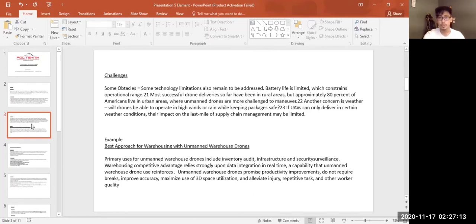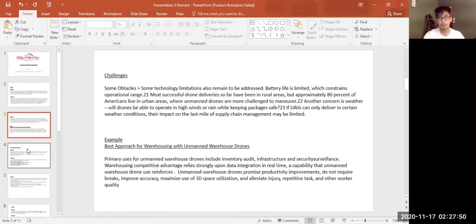Another concern is weather, which is also a problem for drones. Will drones be able to operate in high winds? Strong winds will make it trouble for drones, and also when raining, while keeping packages safe. Weather conditions impact drones. An example of drones' primary use for unmanned warehouse drones includes inventory audit, infrastructure, and security vigilance. Warehousing is competitive and relies strongly upon data integration in real time.